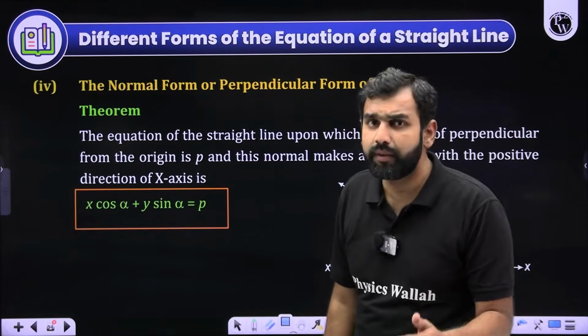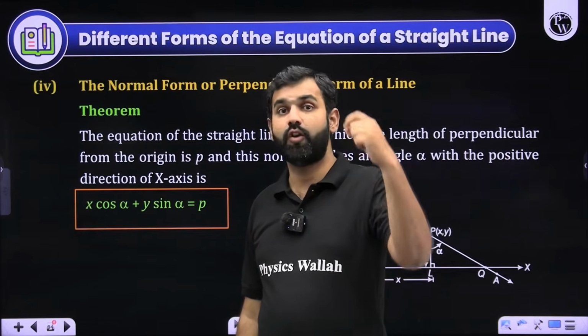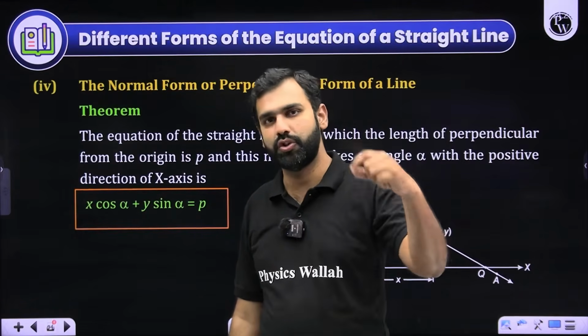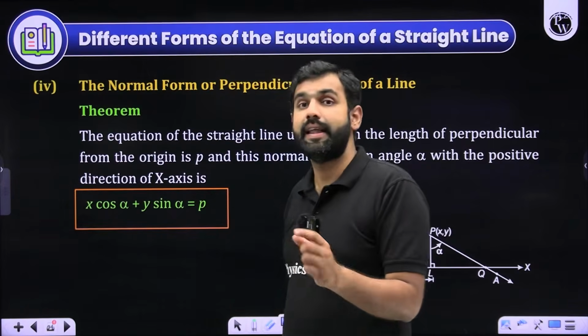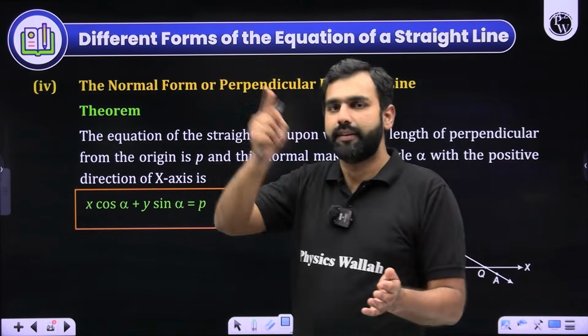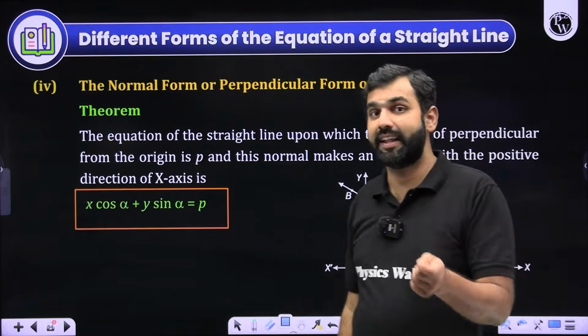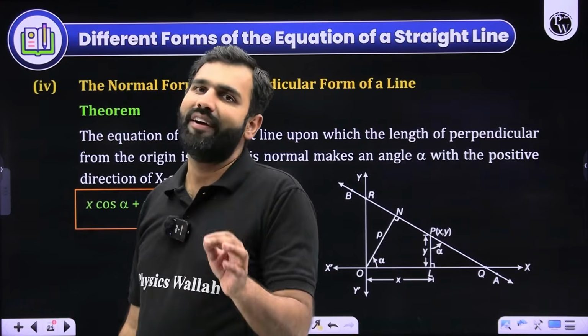What is alpha here? Alpha is the angle made by that normal. Which normal? The normal which we have dropped, the perpendicular which we have dropped from the origin on the line. What is p? The length of the normal. So from the origin, we are dropping a perpendicular on the line. The length of that perpendicular is the value of p. If you know alpha and p, then also you can define a line uniquely.